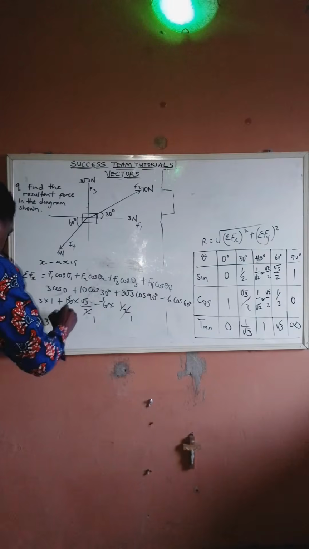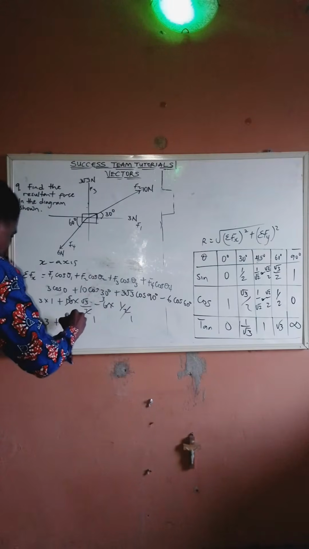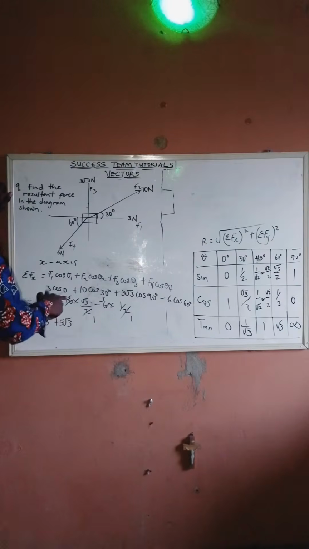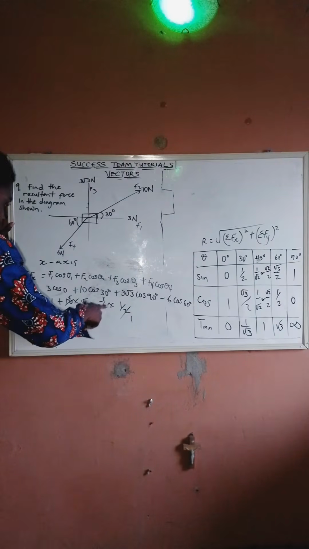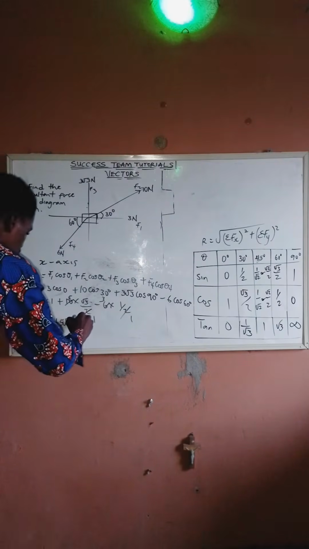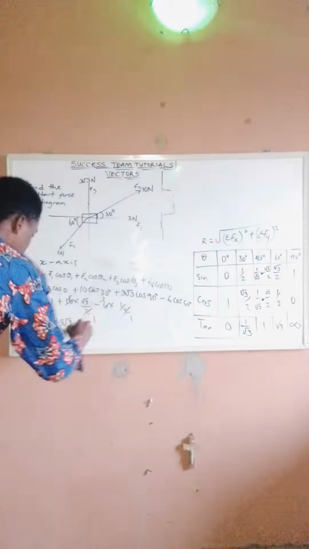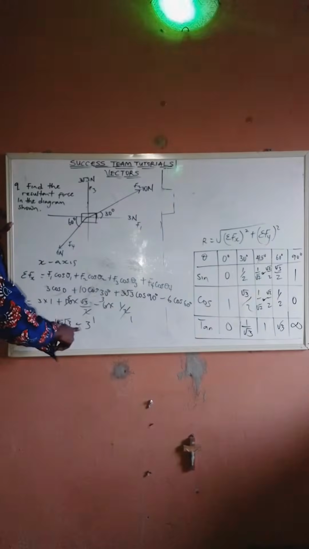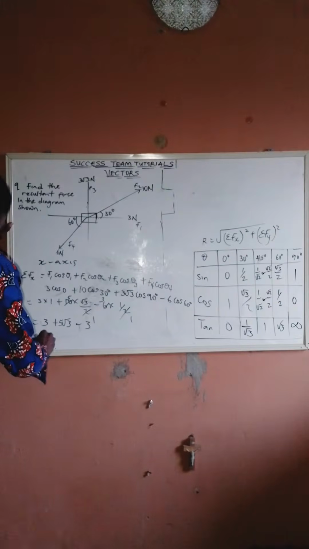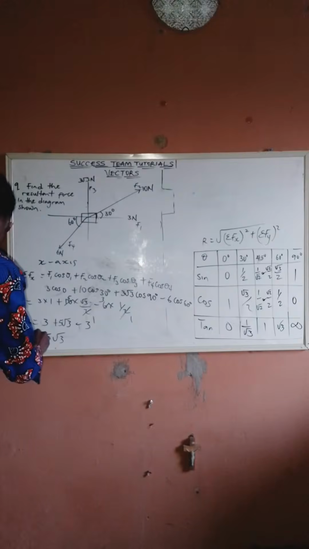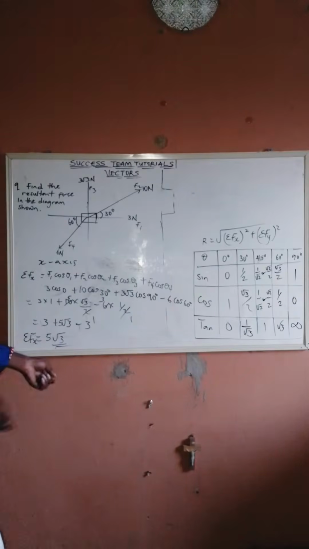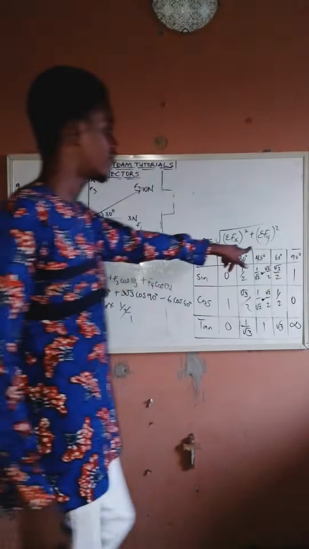3 plus what? 5 root 3. 5 times root 3 is 5 root 3. Take note of that. That will be 3 plus 5 root 3 minus 3 times 1. That will be minus 3, right? So 3 minus 3 will cancel out. So I'm going to have equals to what? 5 root 3. So my ΣFx is 5 root 3. I'm not done. I just found ΣFx, so I have to go and find ΣFy.